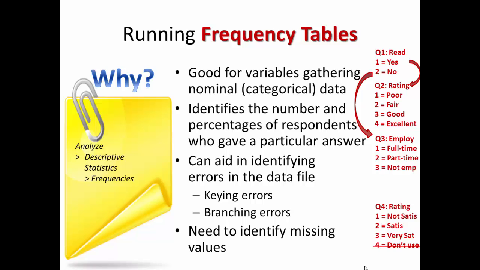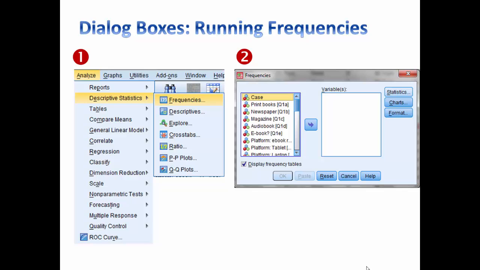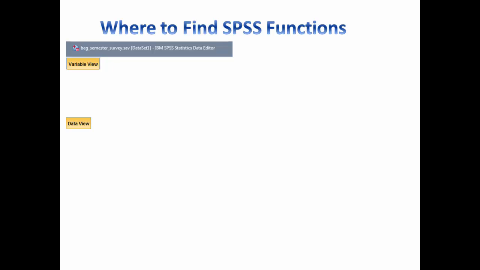You'll do analyze, descriptive statistics, and frequencies. And again, you can stop the video for this. This is what the dialog boxes will look like. Before we actually do this, let's talk about where you can find the various SPSS functions. You can find the functions in the data set, which of course includes both the variable and the data views, as well as the output window.